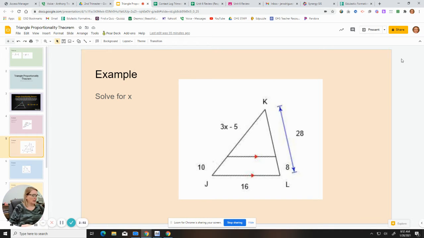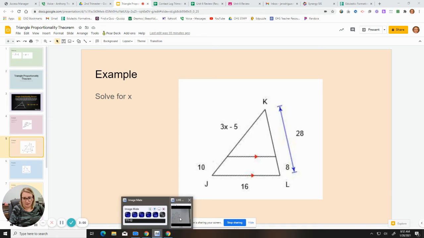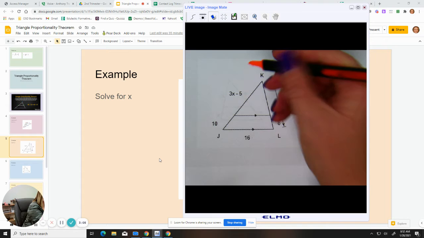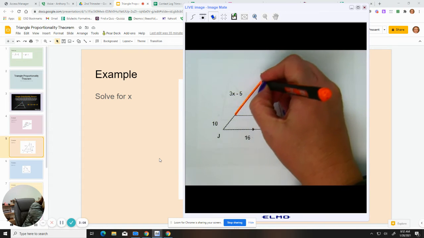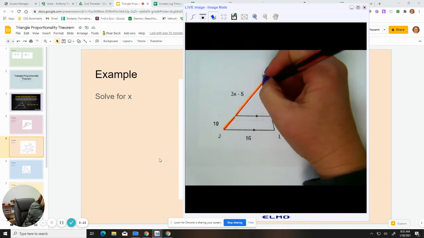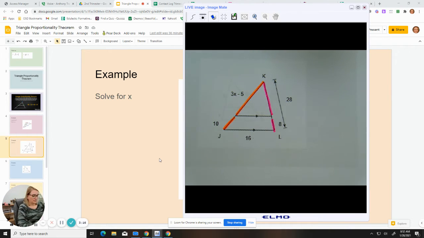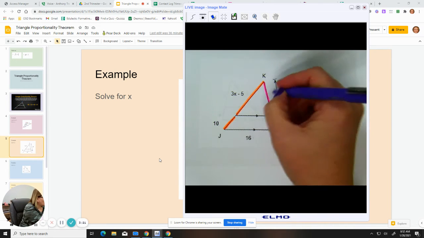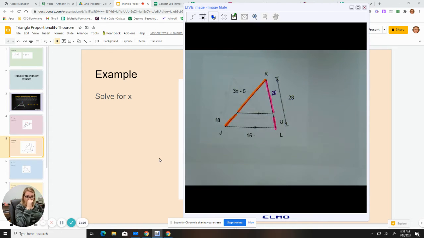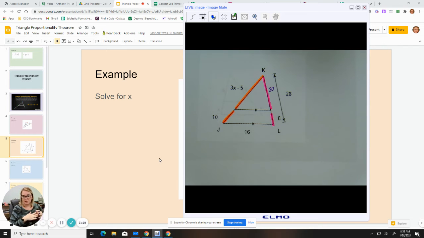Here is another way to look at it. And again, we're going to do the exact same thing. So let me again pull this up. We are saying that this side and this side are proportional to this side and this side, okay? And one thing you need to pay attention to is this whole thing is 28, which makes this part of it 20. So that 20 plus 8 is 28. And we're still going to set it up in that same proportional way.